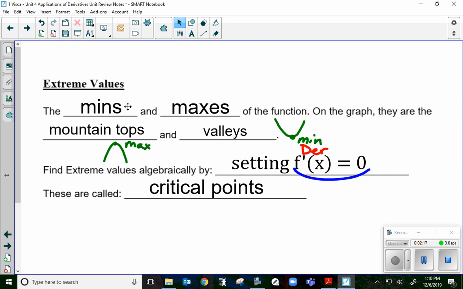Sometimes an endpoint is higher than a mountaintop, or lower than a valley. If there's arrowheads, you don't have to worry about it. But if they're endpoints, you always got to double check your endpoints. So let me show you what this is.